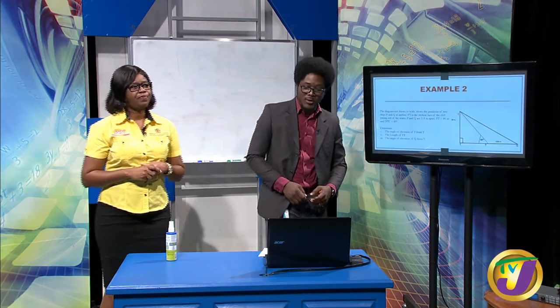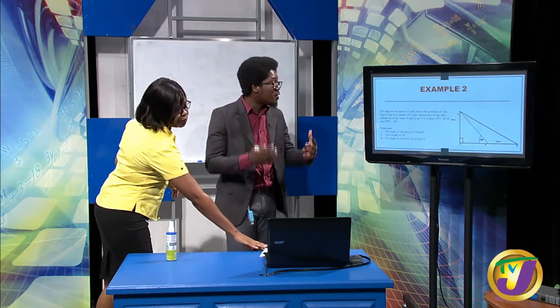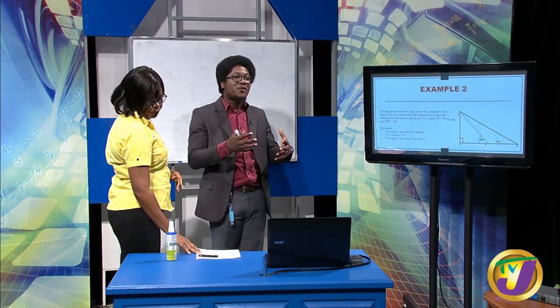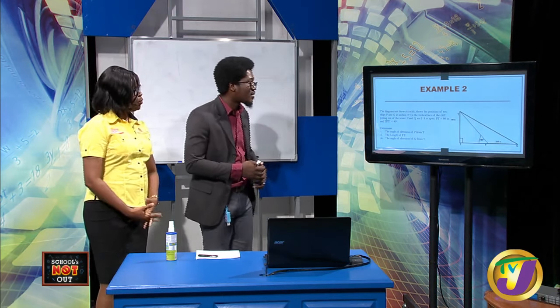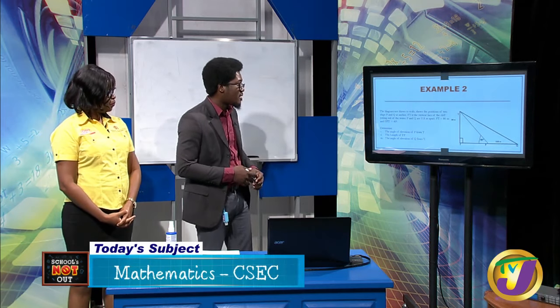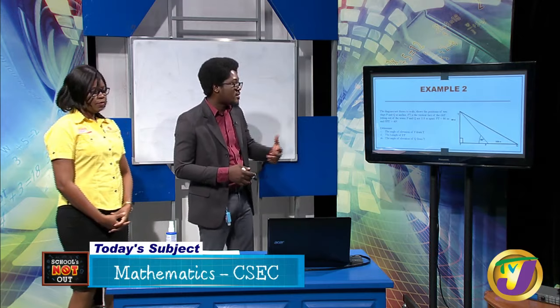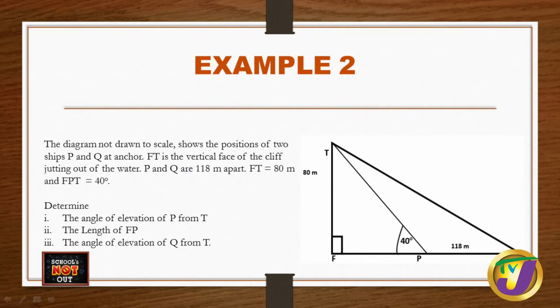Okay, so we looked at a lot of information before, and we are now going to see if we can use this information and apply it to an actual CSEC problem. Now, in this problem, we have a diagram, and the diagram is not drawn to scale. In the diagram, it shows the position of two ships which are represented by P and Q at an anchor. FT is the vertical face of the cliff jutting out of the water. P and Q are 180 meters apart. FT is 80 meters and the angle FPT is 40 degrees.